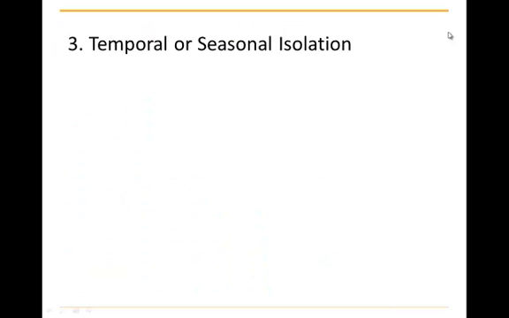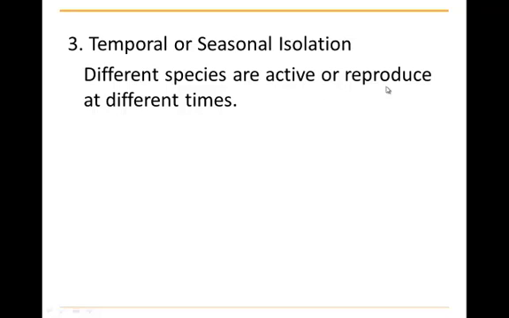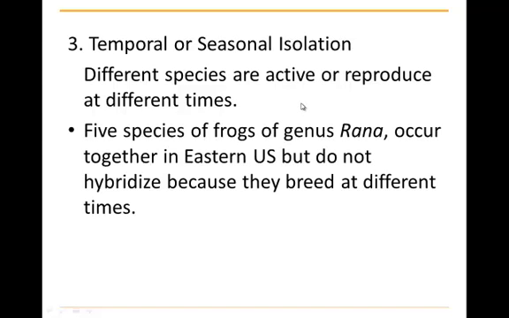Let's look at a third category of prezygotic reproductive isolating mechanism, and this would be temporal or seasonal. Temporal referring to time within a 24-hour cycle, and seasonal referring to time on an annual cycle or a cycle of 1 year. And so different species are active or reproduce at different times, and this can be sufficient to serve as a behavioral reproductive isolating mechanism.